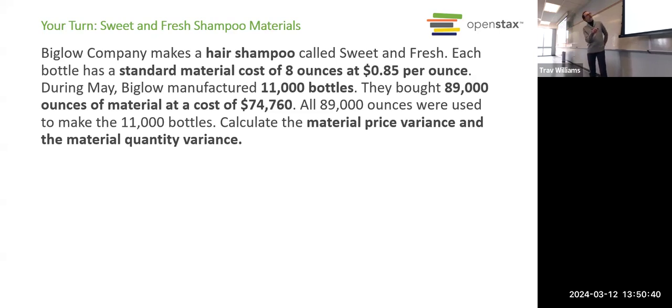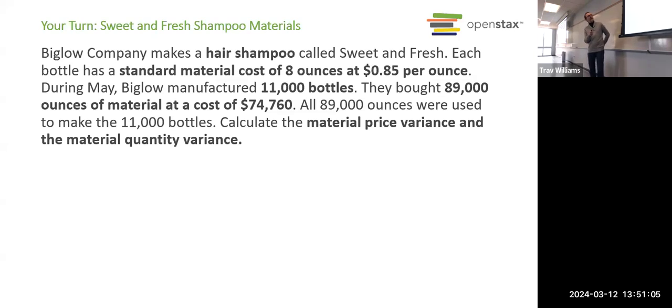So this company makes shampoo. Their standard material cost is based on 8 ounces per bottle and 85 cents per ounce of material. They made 11,000 bottles. So that's the actual production.